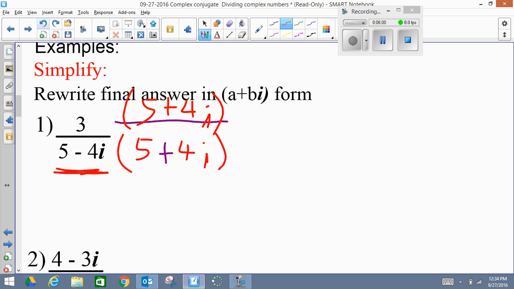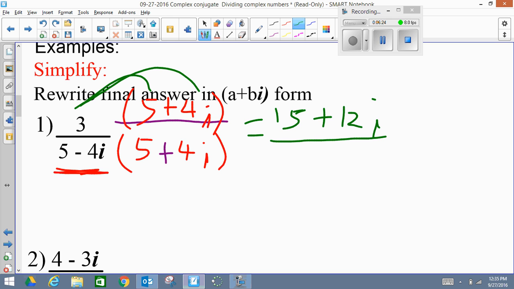Now I have two fractions. I have 3 over 5 minus 4i times 5 plus 4i over 5 plus 4i. So I'm going to multiply the 3 times the top. 3 times 5 is going to give me 15. 3 times 4i is going to give me 12i over the denominator. And that's the distributive property basically.